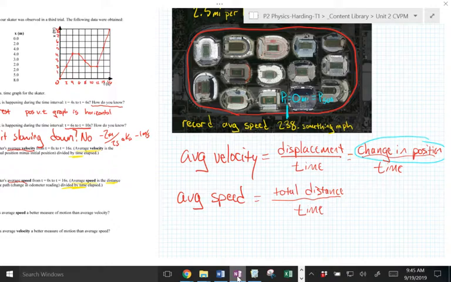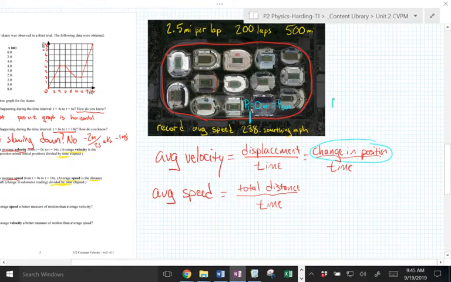So what is the average velocity of the winner every year? Every year they tie the record. The record is 0. Okay. So the record average speed, 238, but the record average velocity equals 0 miles per hour every year. Okay.